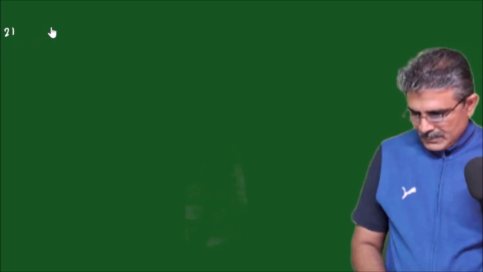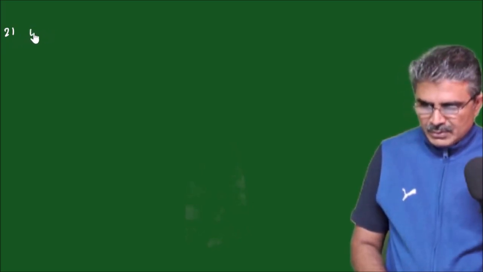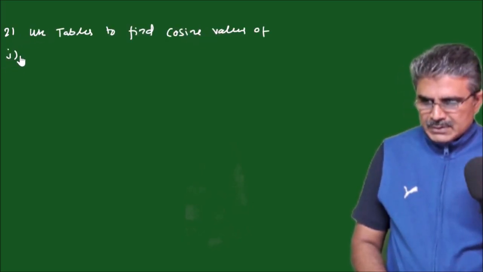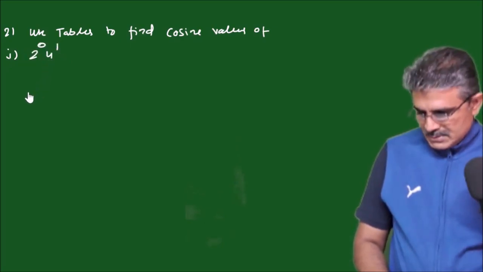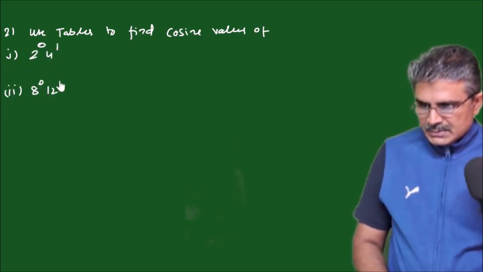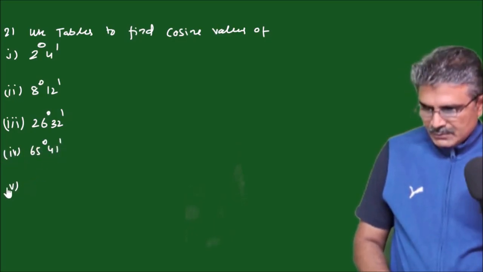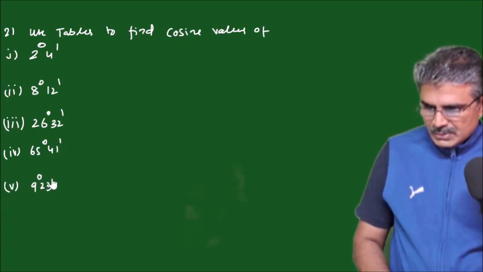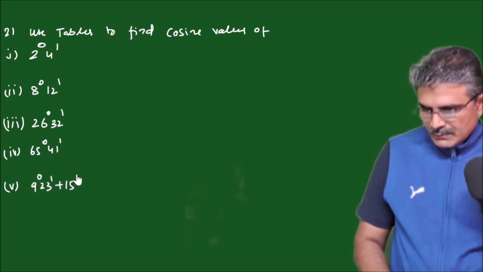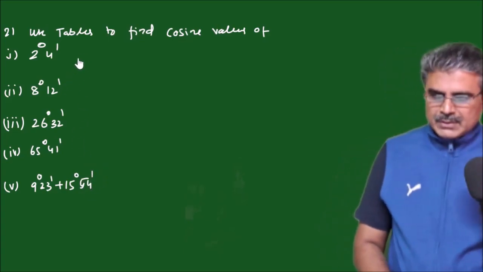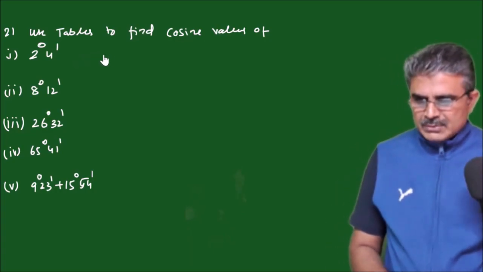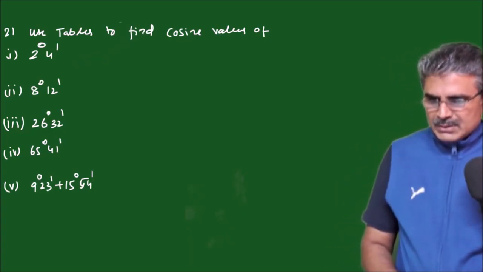Our next question is: use tables to find the cosine value of the following. The first one is 2 degrees 4 minutes, the second is 8 degrees 12 minutes, the third is 26 degrees 32 minutes, the fourth is 65 degrees 41 minutes, and the fifth is 9 degrees 23 minutes plus 15 degrees 54 minutes. For these angles we need to find the cosine values, so we need to consider the cos table. So I am taking the cos table now.